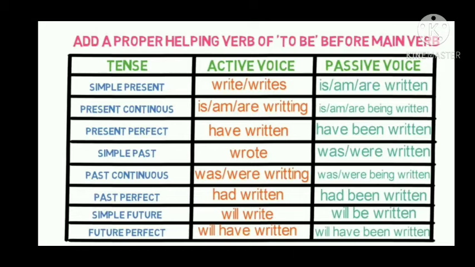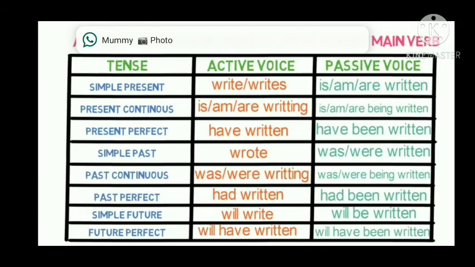In simple future tense, in active voice we write will write, and in passive voice it changes into will be written. In future perfect we write in active voice will have written, and it changes into will have been written.